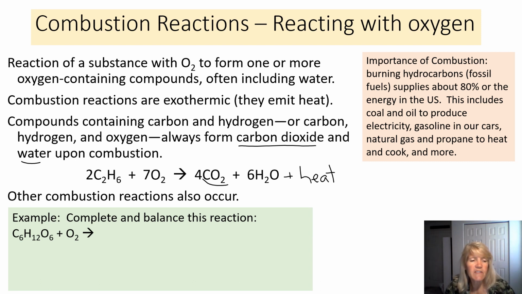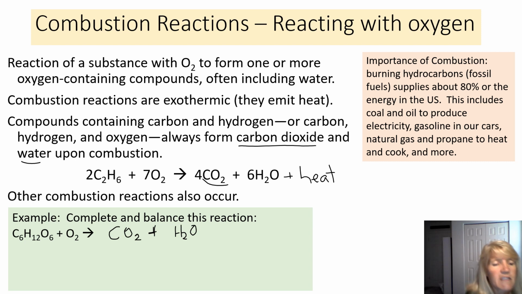Here's an example, C6H12O6 plus oxygen. Now we know what the products are, because always it's going to be, we start with a hydrocarbon, it's going to be carbon dioxide and water. So CO2 plus H2O. Those are our products. Okay? And so let's balance this as well.